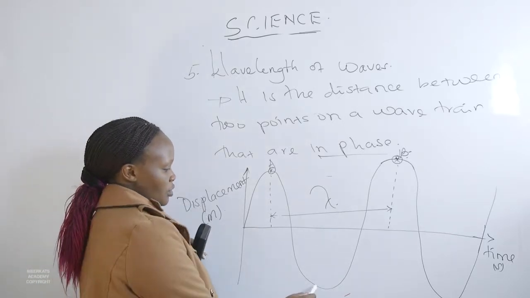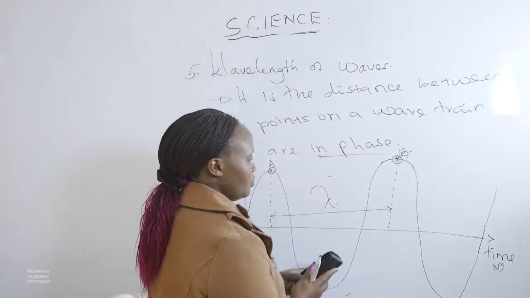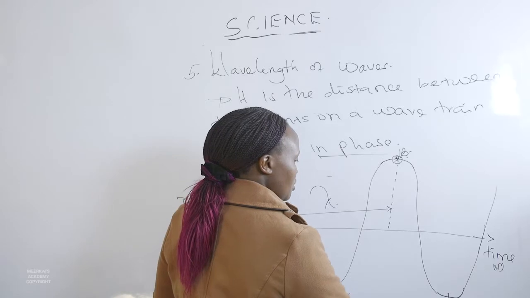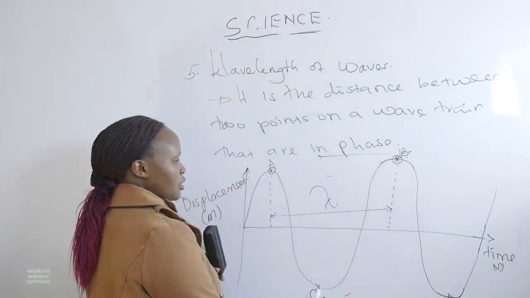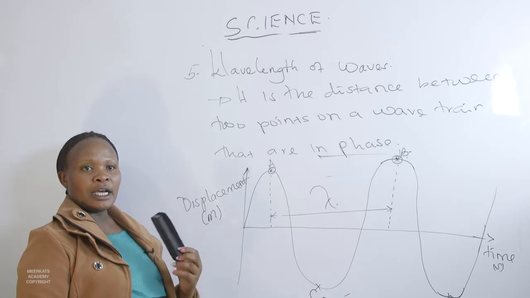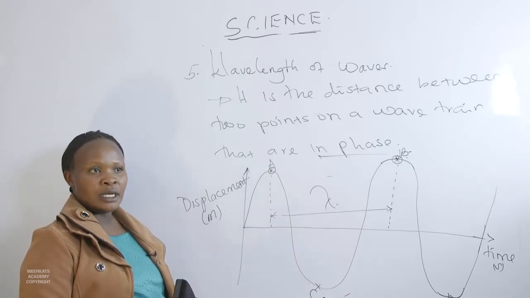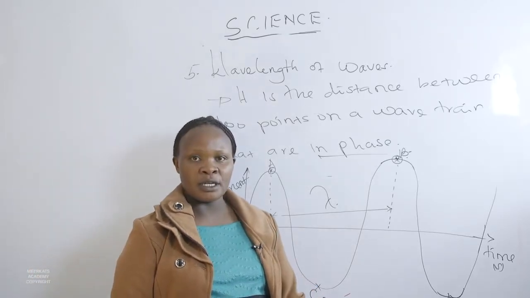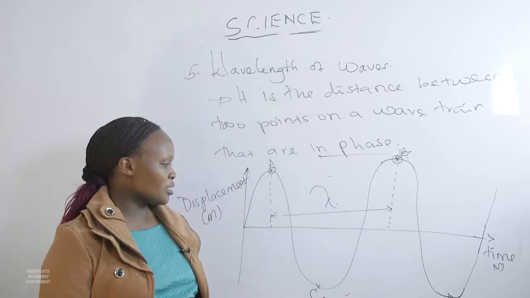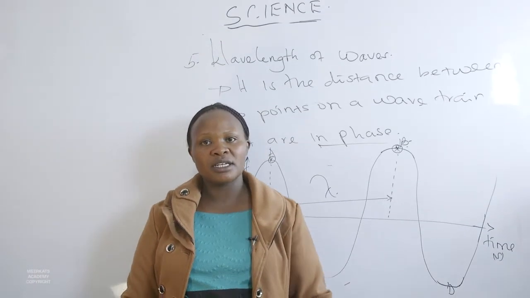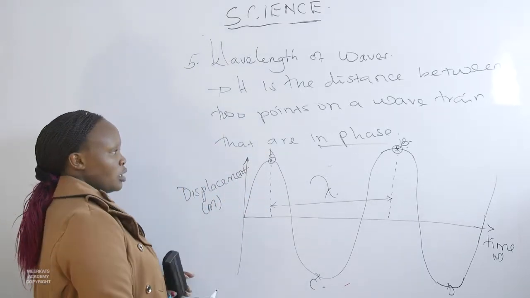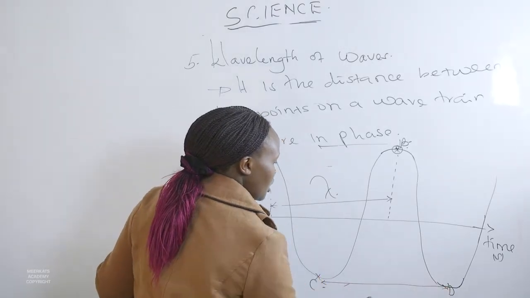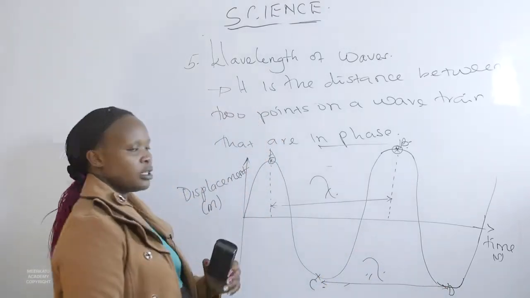Again, you could consider other points, say C and D. C and D are at the bottom of the troughs, and these are successive troughs. So the distance between points that are in phase is what we call the wavelength.